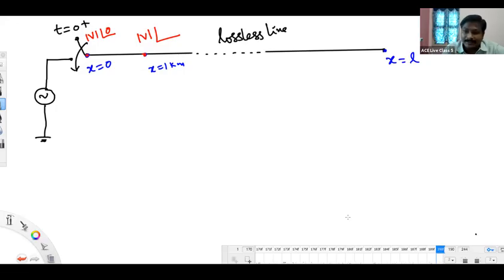What's the beta we said? Phase constant, right, which tells about the phase shift in the wave propagating on the transmission line from one point to another. So we will get a phase shift of beta, and since it is delayed, I call it minus beta.